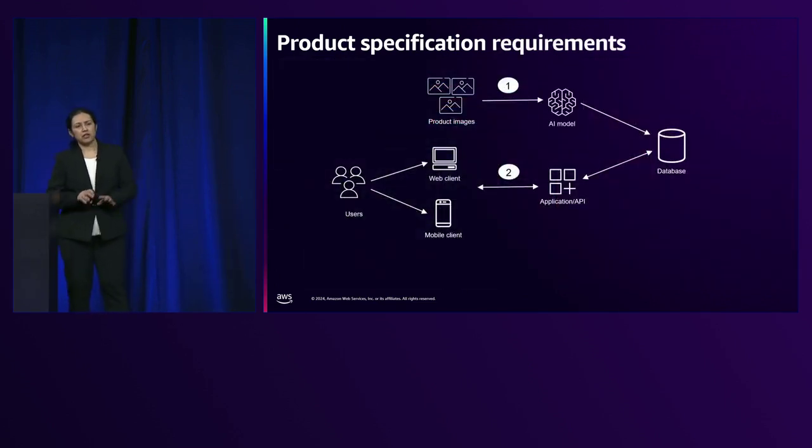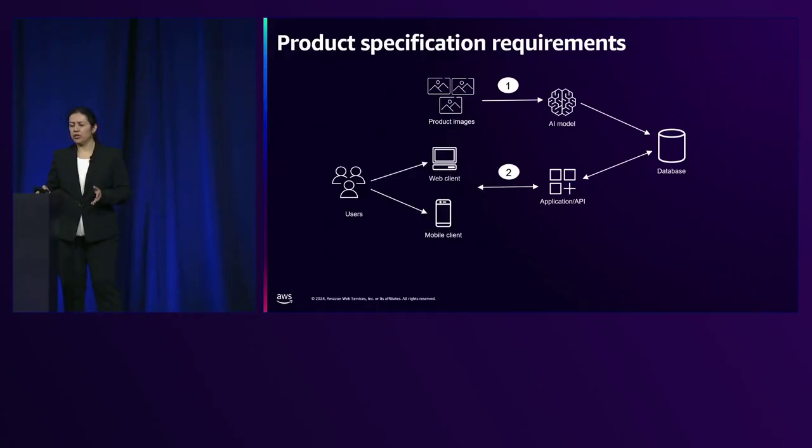So for this use case, there are two requirements. The first requirement is you need to have a storage location where you can copy these product images. And then you need the AI model to process these images, extract the product specifications, and you want these specifications to be stored in the database. This flow is asynchronous in nature.